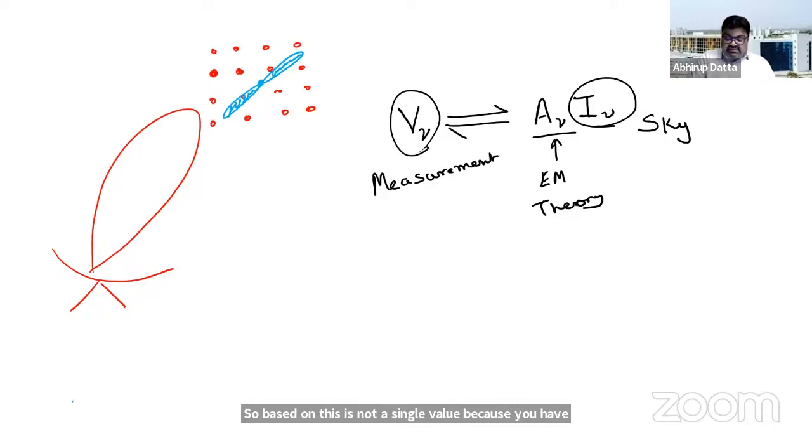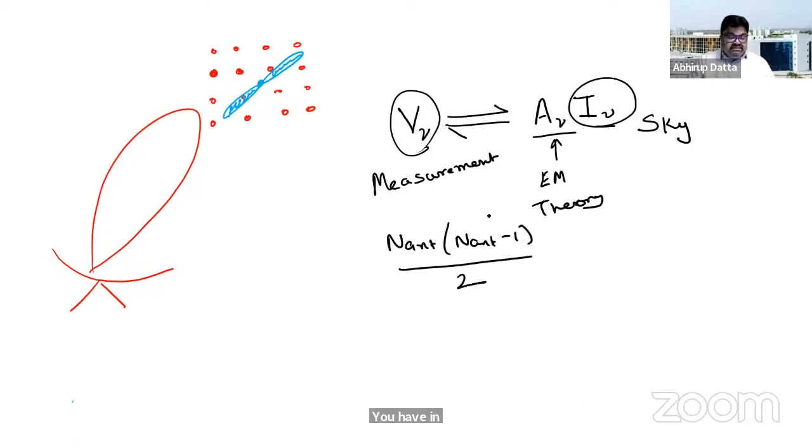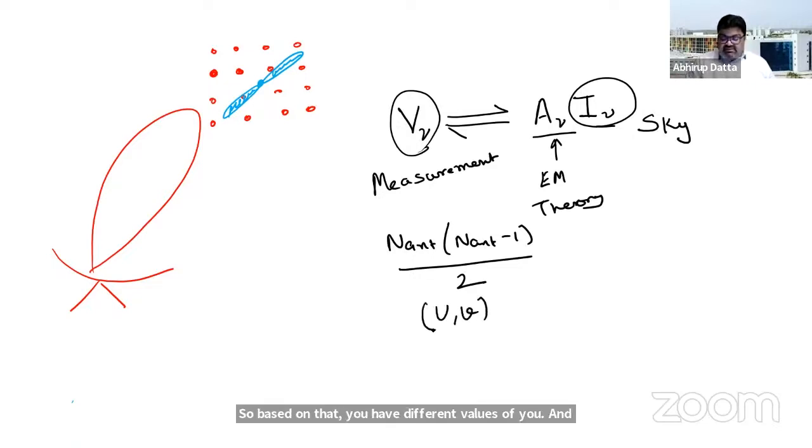So if you have n antennas, you have n(n-1)/2 baselines. Each baseline has a different distance. So based on that, you have different values of u and v. So finally, you get that, and then you do the processing to finally derive the value of the image I.